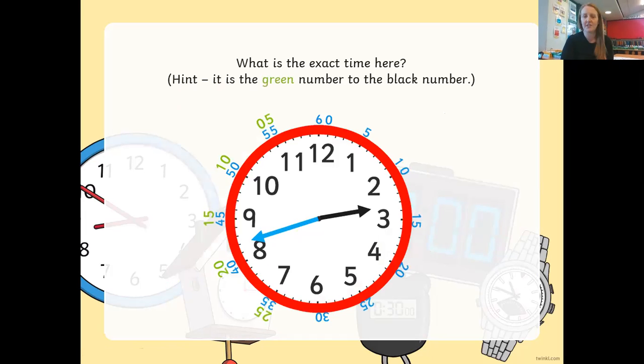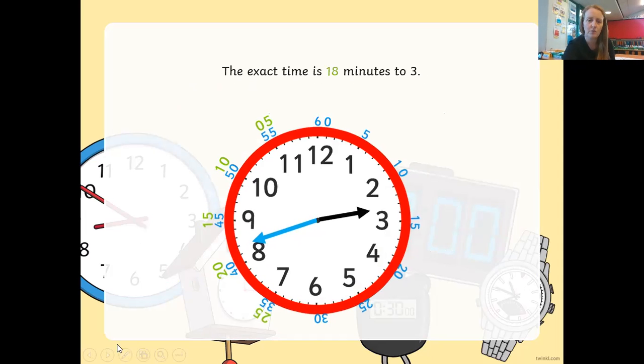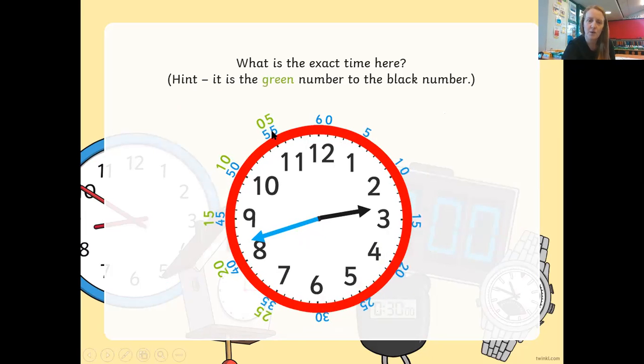So let's have a little practice, shall we? What is the exact time here? If you want to pause the video for a moment and just have a little go. Remember, you can either count backwards in 5s, or you can start at the 30 and see how many you need to take off. Or you can start from here and count in 5s and add on those little extra ones there. See if you can do that. Pause the screen, have a go.